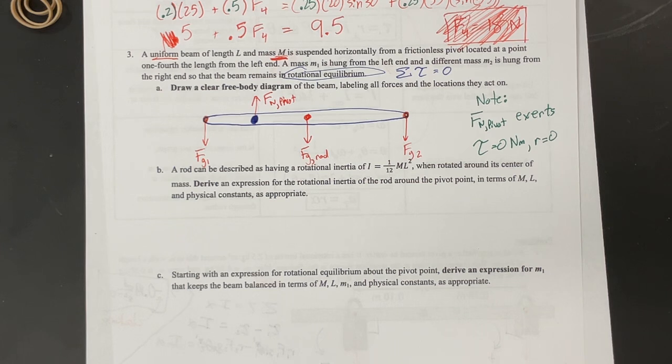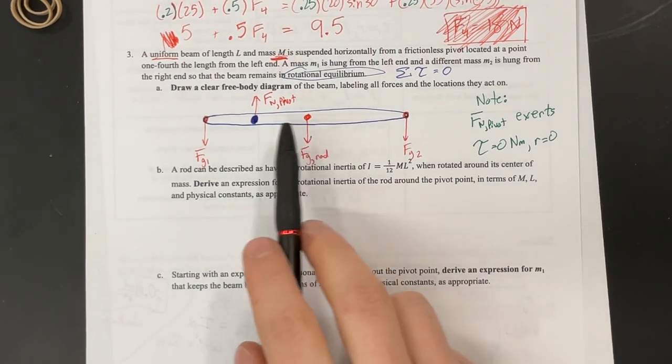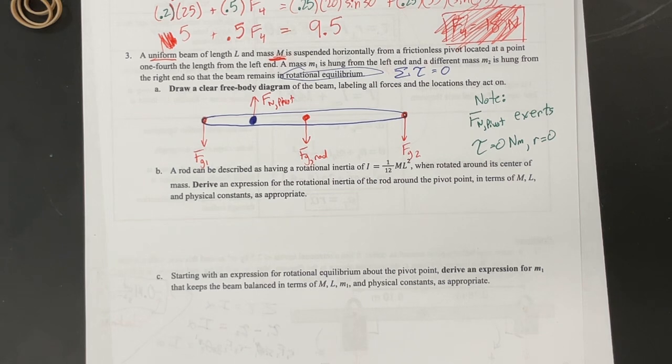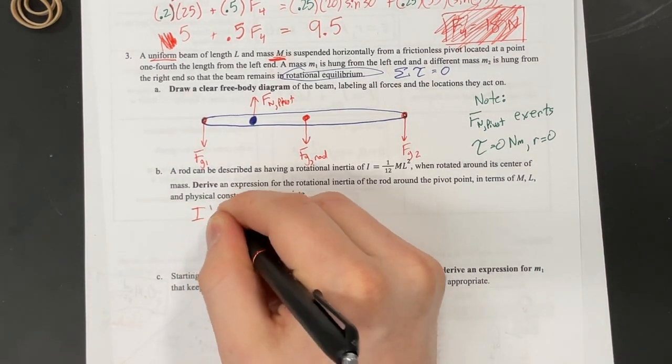Okay, a rod can be described as having a rotational inertia, I equals 1/12 ML squared, when rotated around its center of mass. Derive an expression for the rotational inertia of the rod around the pivot point in terms of M, L, and physical constants as appropriate. So you're given I center of mass, but we have an object that's rotating around not the center of mass. This is classic indication of parallel axis theorem.